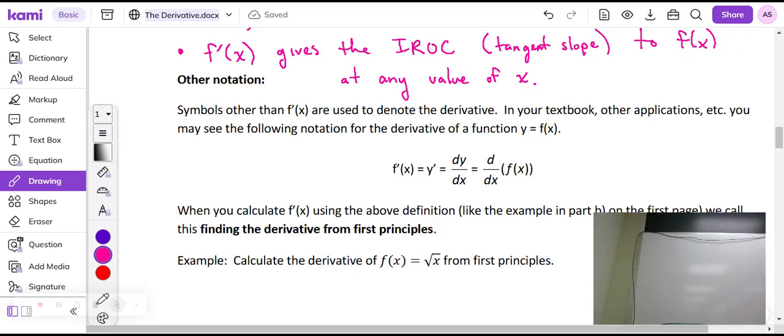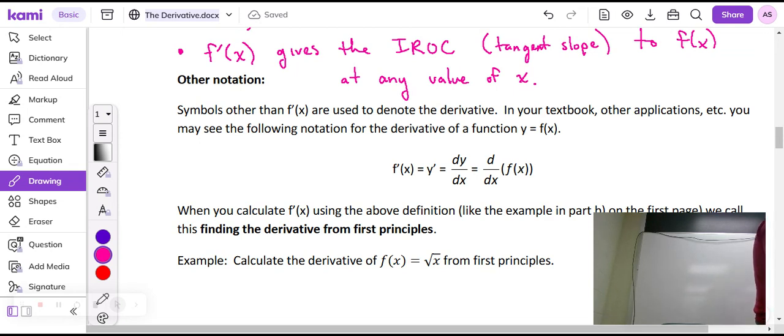This notation is called Leibniz notation. You might see dy by dx. This is kind of a riff on slope. You know how slope is rise over run, delta y over delta x, kind of a similar thing there. Or you might see d by dx of f of x. I don't really prefer this notation too much, but they all just mean the derivative of a function.